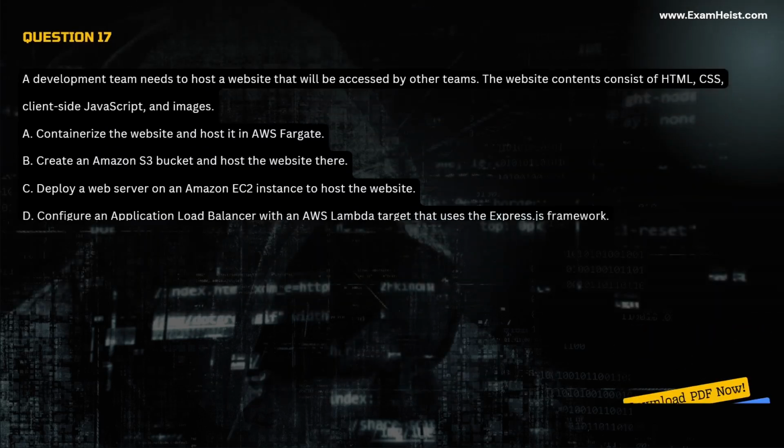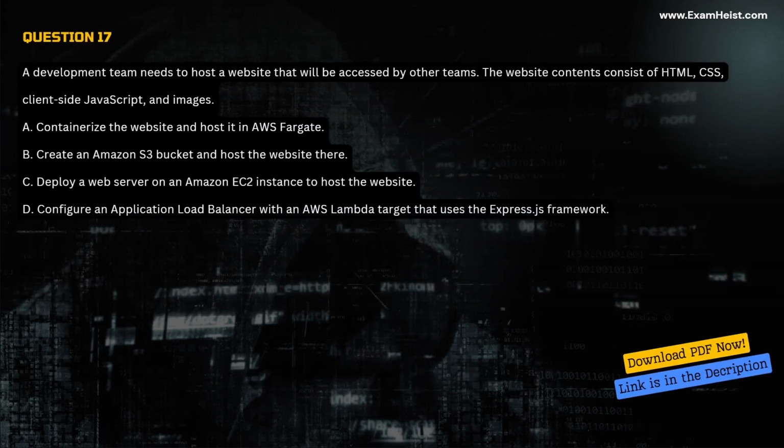Question 17. A development team needs to host a website that will be accessed by other teams. The website contents consist of HTML, CSS, client-side JavaScript, and images. A. Containerize the website and host it in AWS Fargate. B. Create an Amazon S3 bucket and host the website there. C. Deploy a web server on an Amazon EC2 instance to host the website. D. Configure an Application Load Balancer with an AWS Lambda target that uses the Express.js framework.